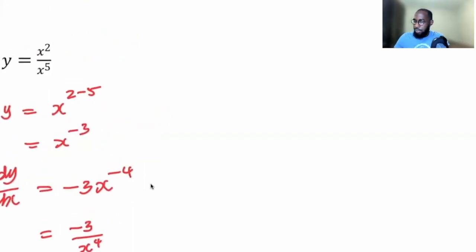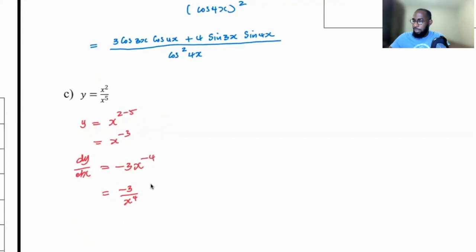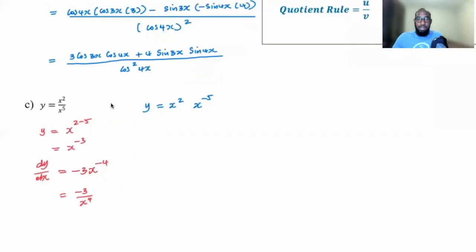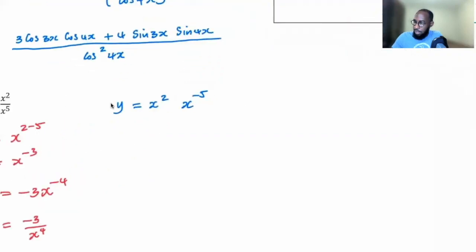I can write that. Now, let me look at another way. Let me look at the product rule. So I can say y is equal to x squared multiplied by x to the negative 5. If I switch the position of the denominator, I don't need to put the multiply sign: x squared, x to the negative 5. Let me leave it.